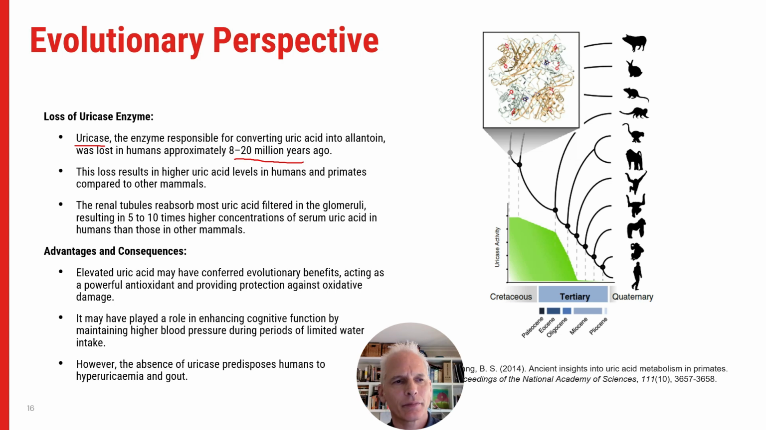There is a belief, although we're not entirely sure, that elevated uric acid levels may have actually been helpful for us because it does act as a powerful antioxidant, so it helps to protect our DNA and general oxidative damage. Our diets are actually very high in calories relative to a lot of other animals. And when you have a high calorie diet, you tend to produce a lot more free radicals, and they need to be sponged up by antioxidants.